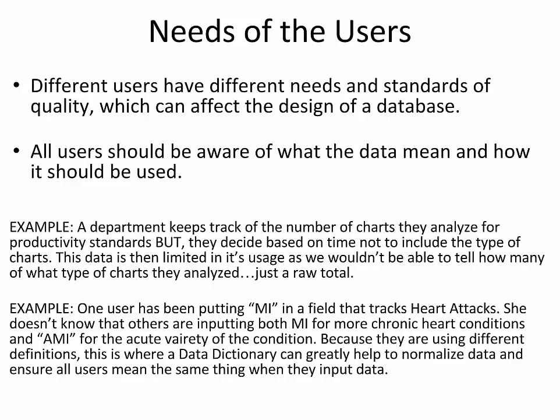Another example is one user has been putting MI in a field that tracks heart attacks. She doesn't know that others are inputting both MI for more chronic heart conditions and AMI for the acute variety of the condition. Because they are using different definitions, this is where a data dictionary can greatly help to normalize data and ensure all users mean the same thing when they input data.